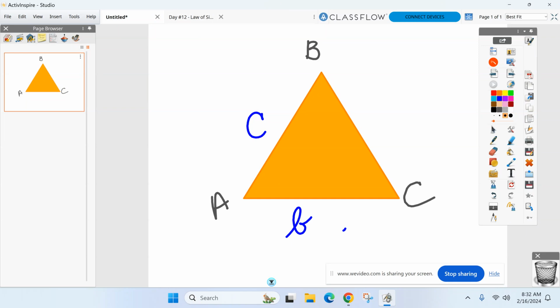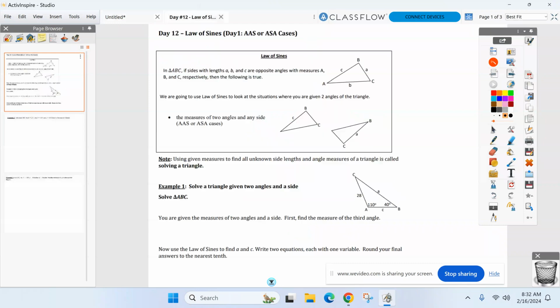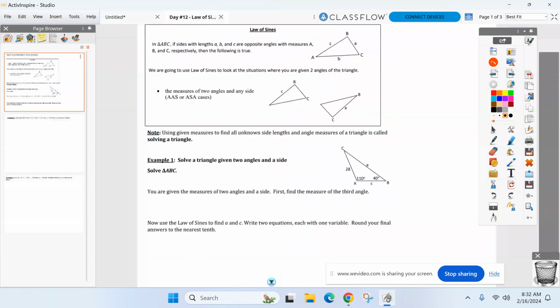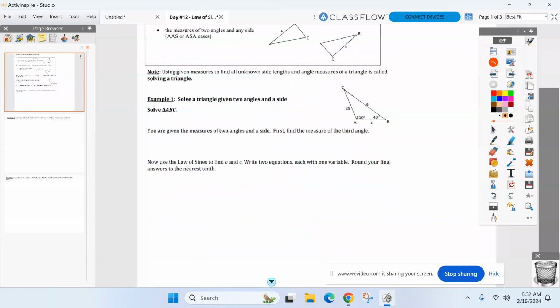If you see a lowercase letter, like if I have a equals 12, that's telling you the side across from angle A is 12. So some new notation coming at you. Take a look at my first example here. We're just going to throw you right into the fire.